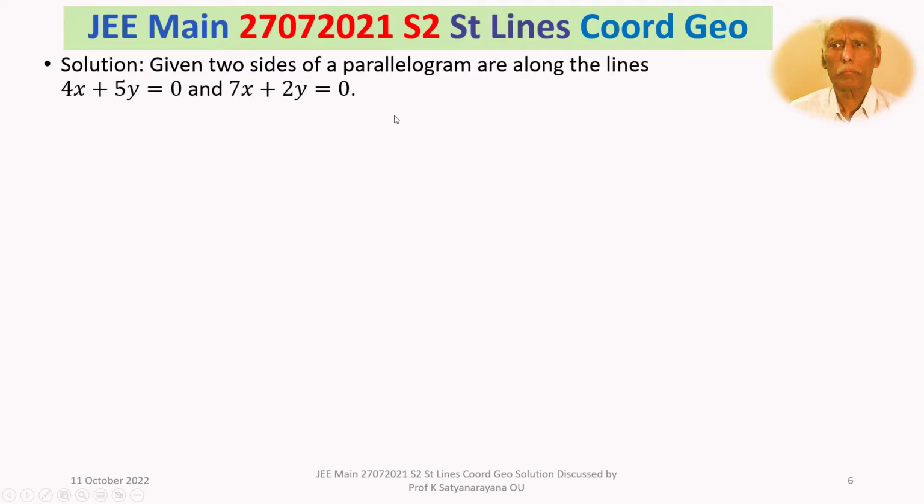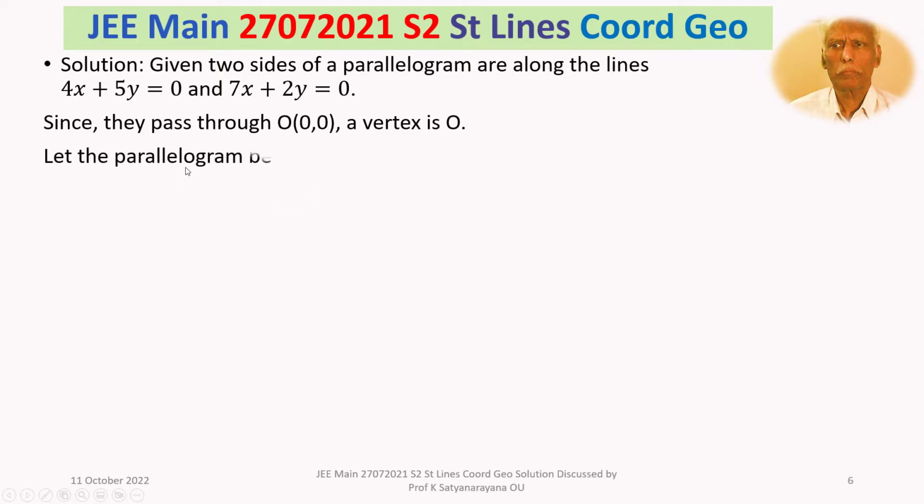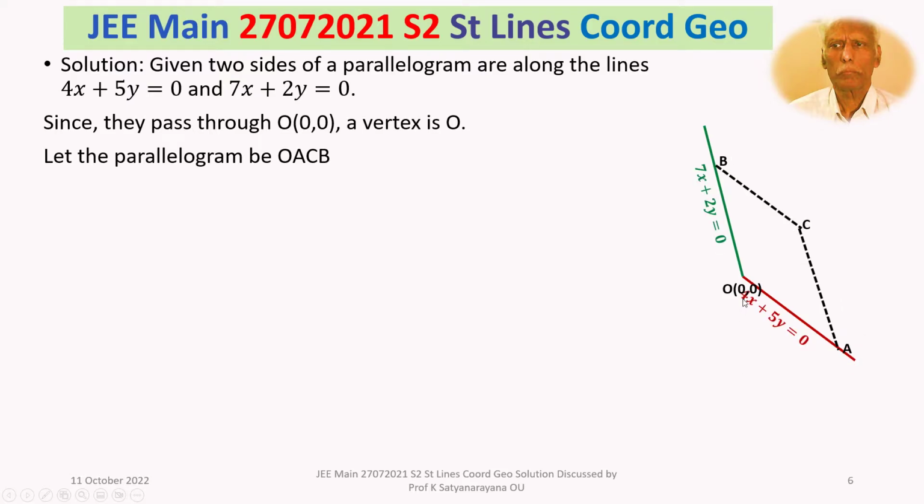Given two sides of the parallelogram along the lines 4x + 5y = 0 and 7x + 2y = 0. Observe that these two straight lines pass through the origin O. Since they pass through the origin (0, 0), one vertex of the parallelogram is O. So let that parallelogram be OACB. This is the diagram. 4x + 5y = 0 is along OA, and 7x + 2y = 0 is along OB.